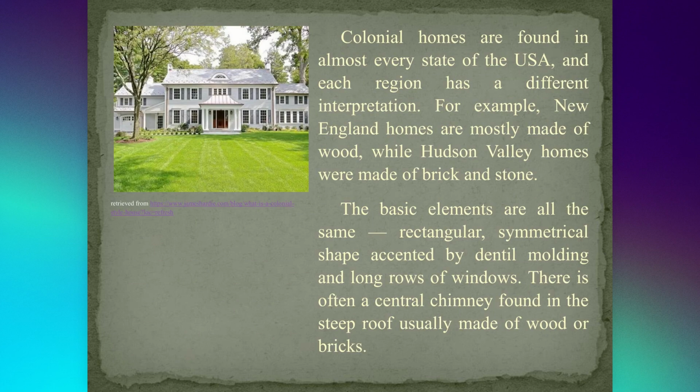Colonial homes are found in almost every state of the USA, and each region has a different interpretation. For example, New England homes are mostly made of wood, while Hudson Valley homes were made of brick and stone. The basic elements are all the same: rectangular, symmetrical shape accented by dentil molding and long rows of windows. There is often a central chimney found in the steep roof, usually made of wood or bricks.